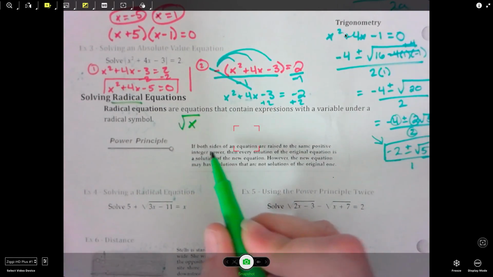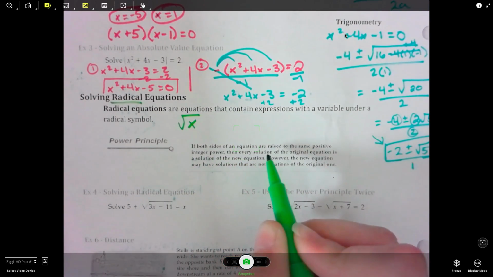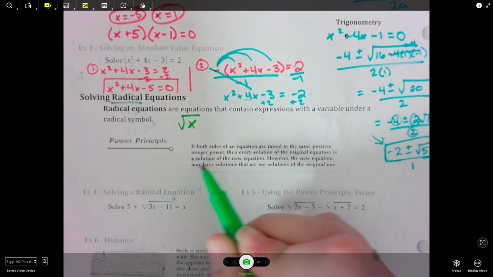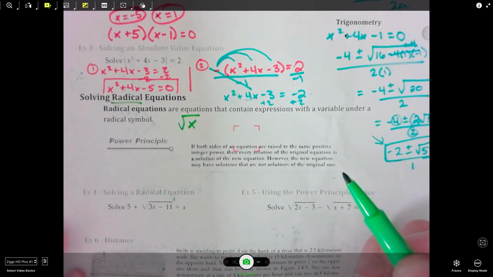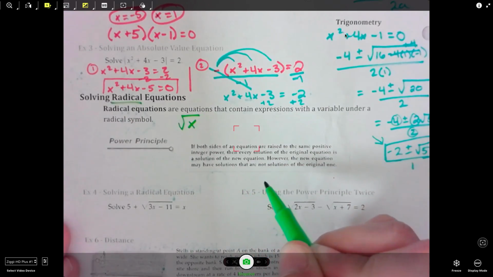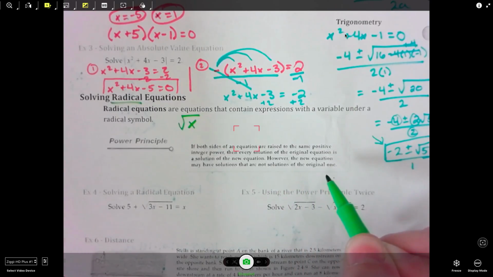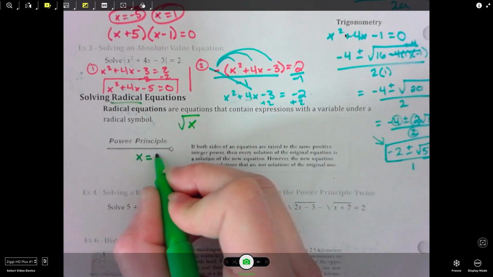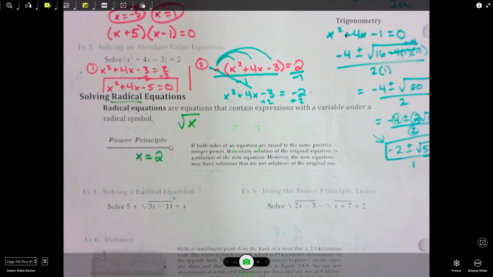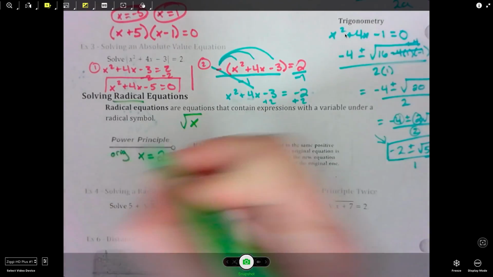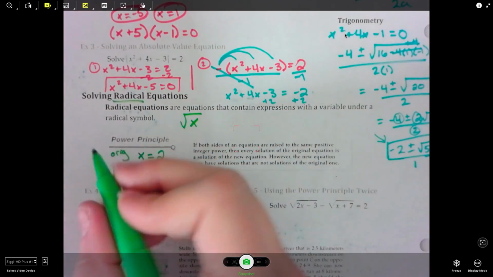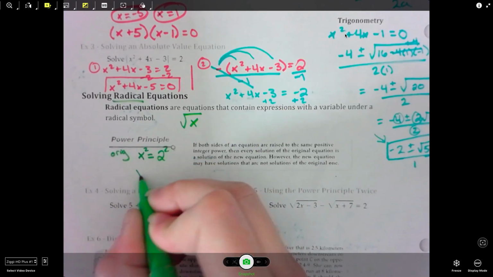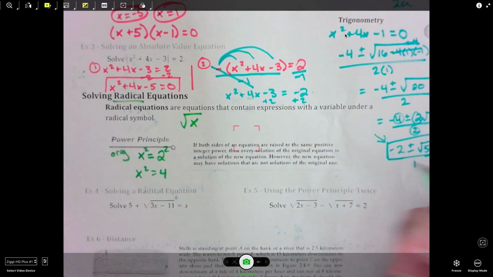But the power principle says if both sides of an equation are raised to the same power integer, then every solution of the original equation is a solution of the new equation. However, the new equation may have a solution that's not a solution to the original one. For example, here's what this means. If I have the original equation, x equals 2, okay, and I am squaring both sides, that would give me x squared equals 4, right? This is my new equation.